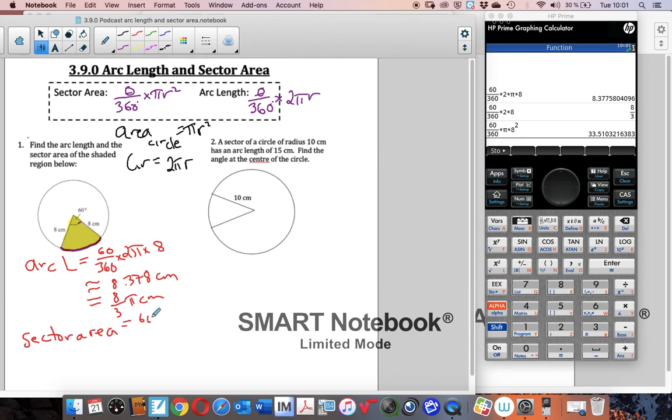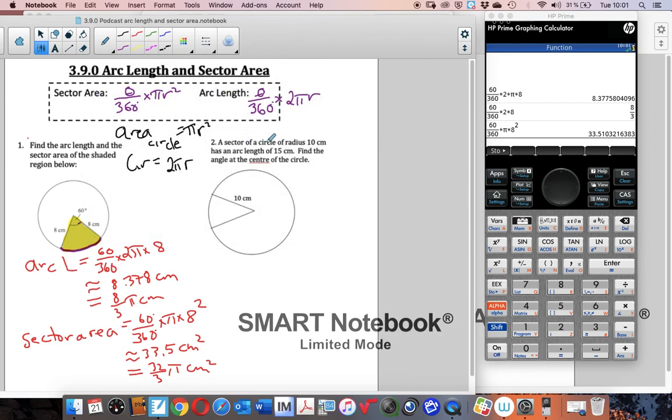Similar process. So again, can you give me 60/360 of my area? Okay, and then you can go ahead and enter that. So 60/360 of this, and you get 33.5. And if you wanted the exact answer, which is always better, but it's not a requirement for us, you would end up with 32/3 pi. So in terms of pi, okay? So hopefully the logic of that formula makes sense. Let's take a look at the next question.